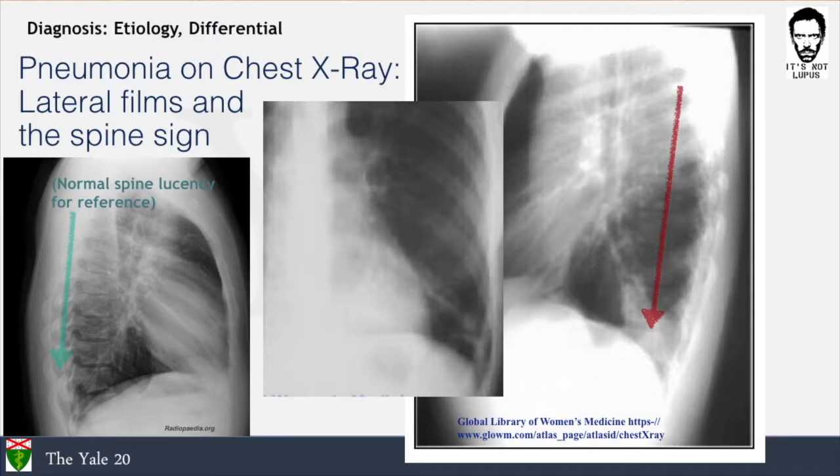And when we bring up the AP view for this left lower lobe posterior segment pneumonia, we see that it would have been pretty tough to think much of that little smudge in the absence of the more compelling lateral view. Got it? So for lateral films, just know the territories and look for the spine sign.